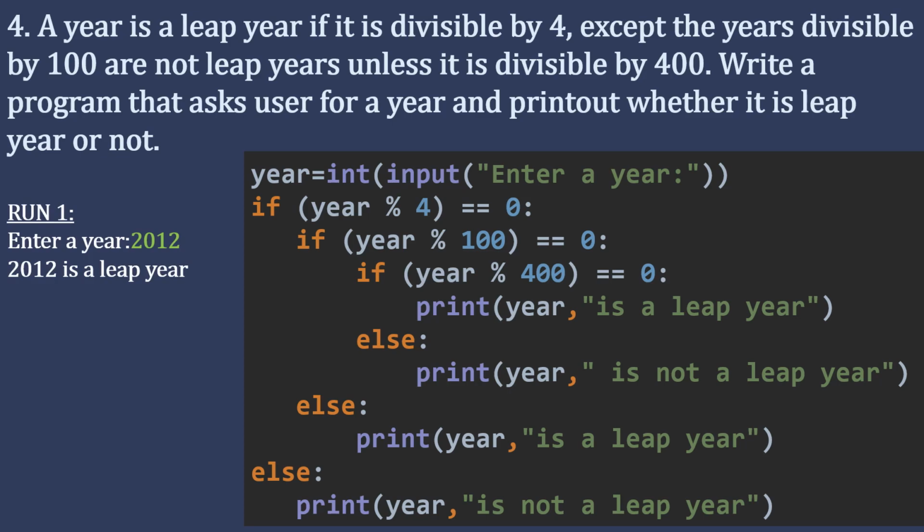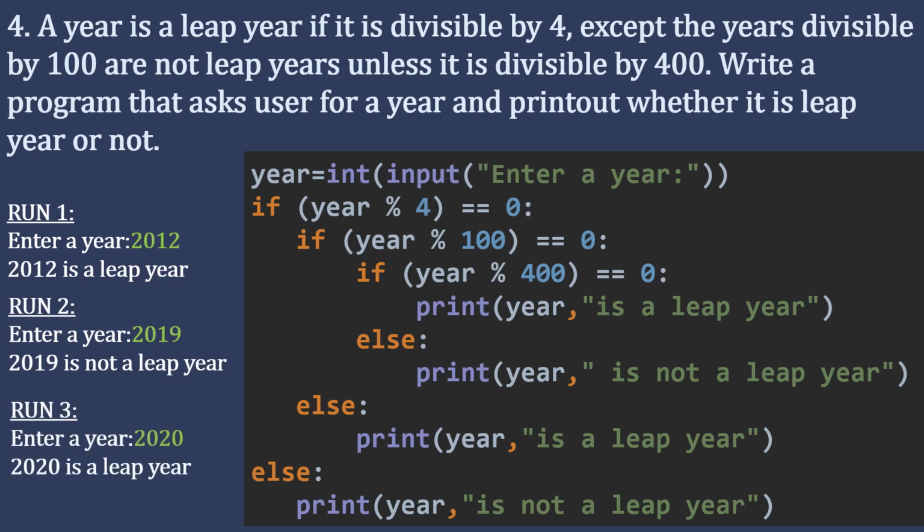So once you run the program, it will ask you to enter a year. Let's say the year entered is 2012, then it will print that it's a leap year. In the second run, you have entered the year value as 2019, then it will print that it's not a leap year. And in a third run, if you enter the value as 2020, then it is a leap year. So this is how you can do it by using nested if, and you can also do the same program by using a single if statement with the and or operator, which I have done in other videos also. You can just check them.